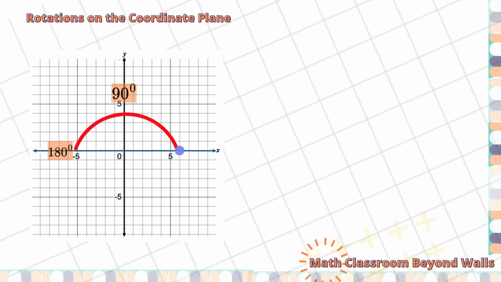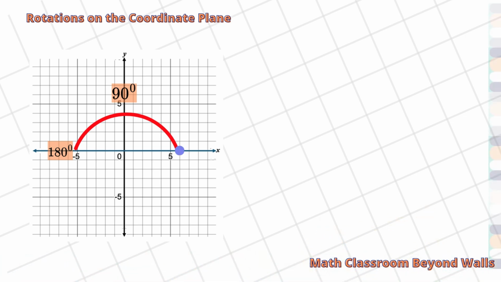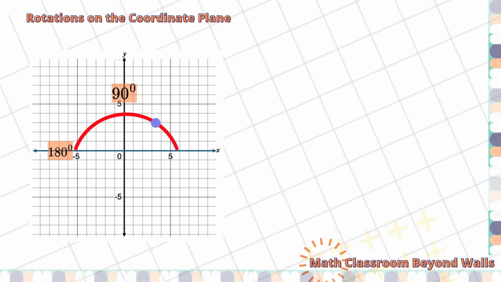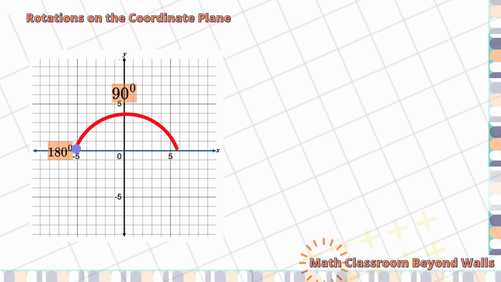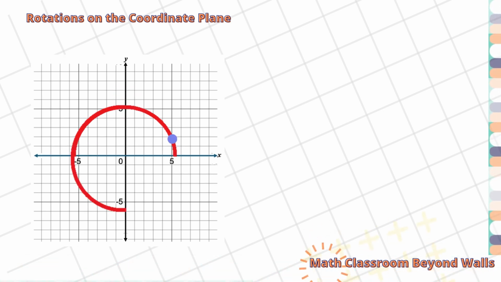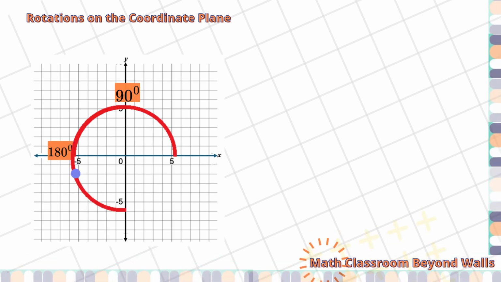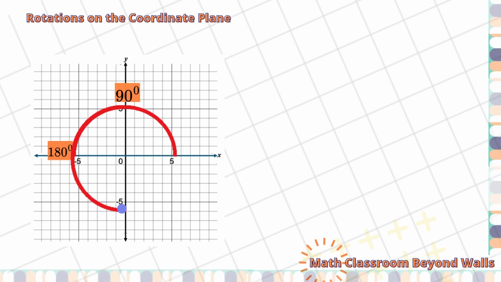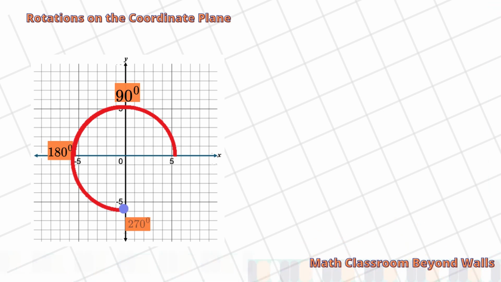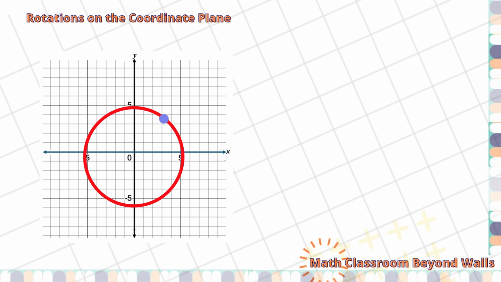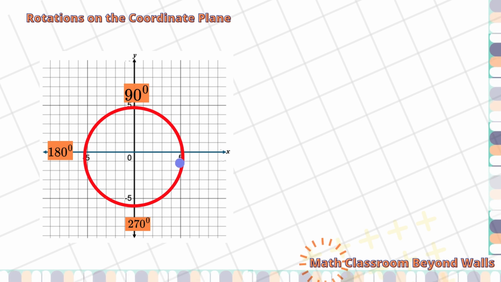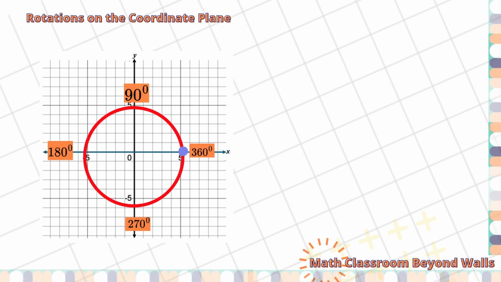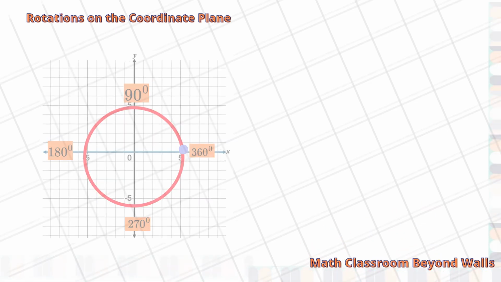Twice the right angle is 180 degrees. Here, the point rotated 180 degrees counterclockwise. Here, the point rotated 270 degrees counterclockwise. And one complete rotation is 360 degrees. You must be familiar with all these angle measures, learners.